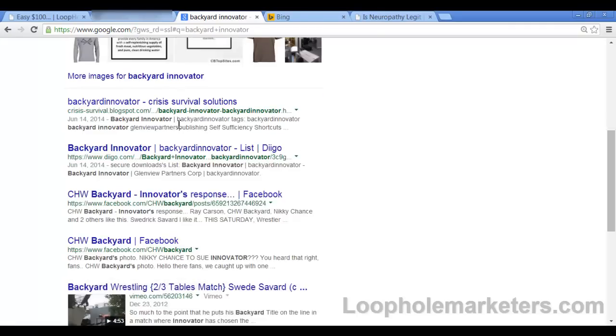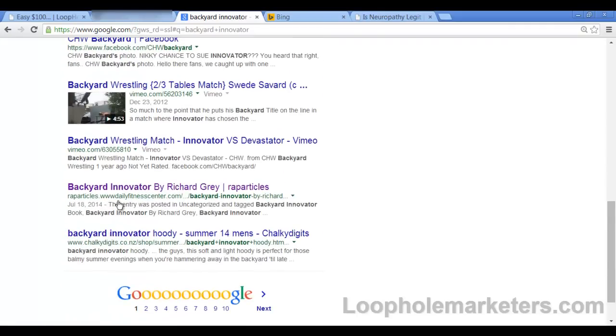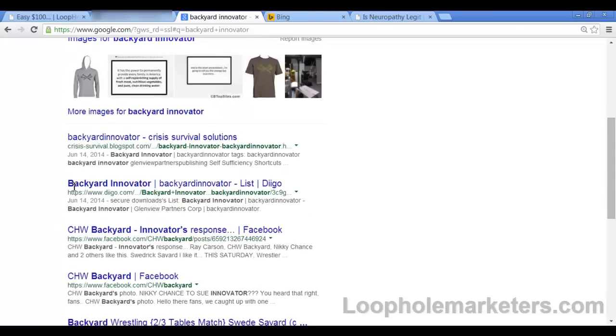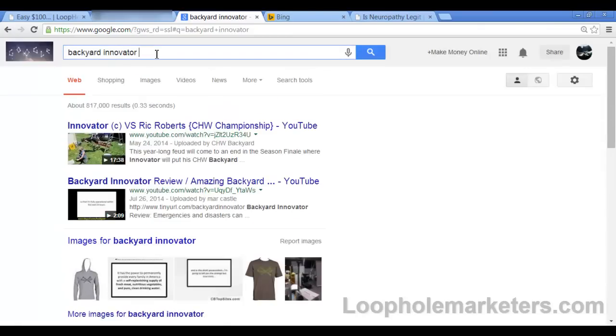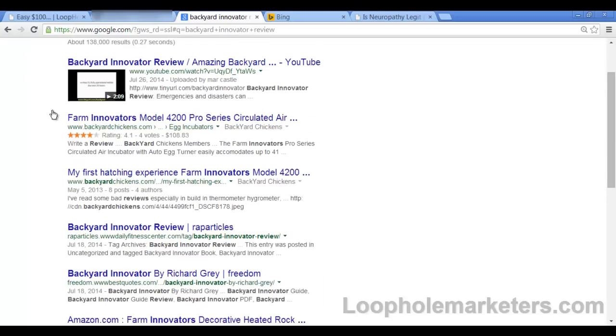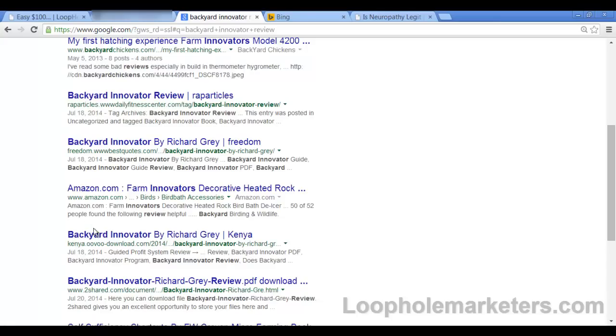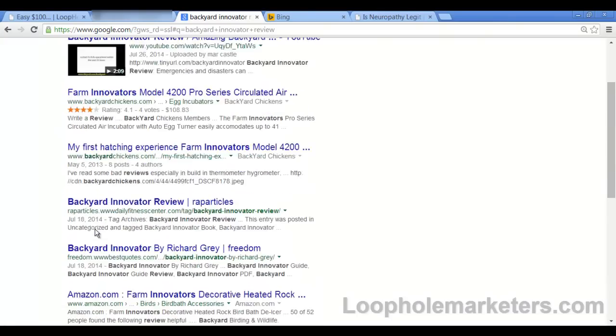All right, that's me right there at the bottom. And yeah, it's purple because I clicked it, but you can actually do these searches yourself. You'll see the keywords. You'll see the rankings as well. Now I'm not sure if I did anything on Backyard Innovator. Oh yep, that's me right there, and that's me right there. And these are backlinks. All right.